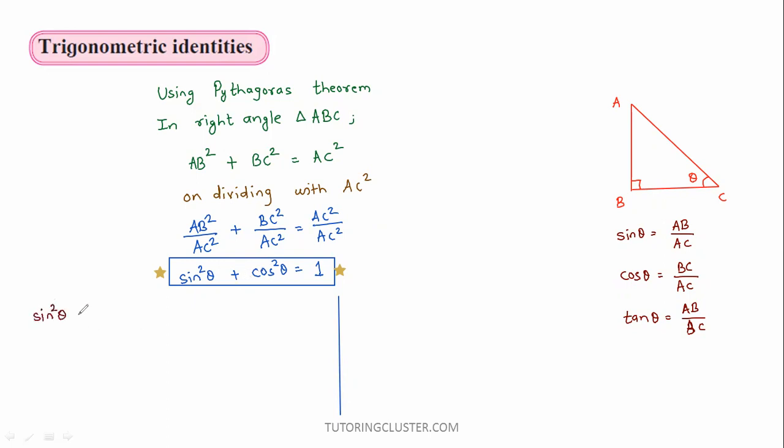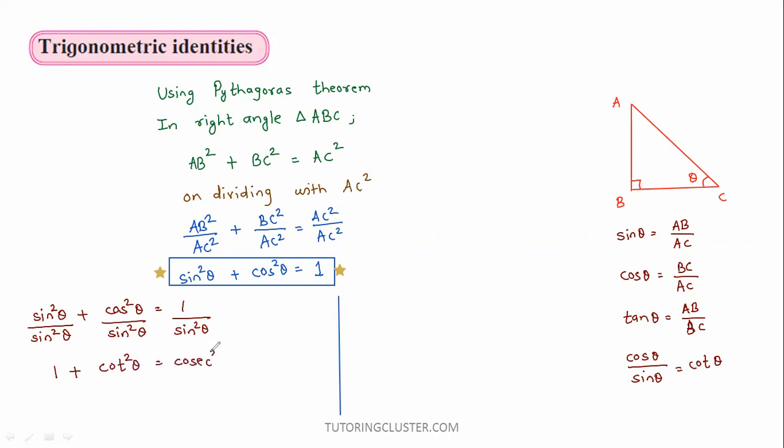See here, sine square theta plus cos square theta is equal to 1. Divide each term with sine square theta. As I am dividing on both sides, I can do this. So 1 plus cos upon sine... see, cos theta upon sine theta is nothing but cot theta, just now we have seen. So 1 plus cot square theta is equal to 1 upon sine square theta, which is cosec square theta. This is the next trigonometric identity which you have to remember.